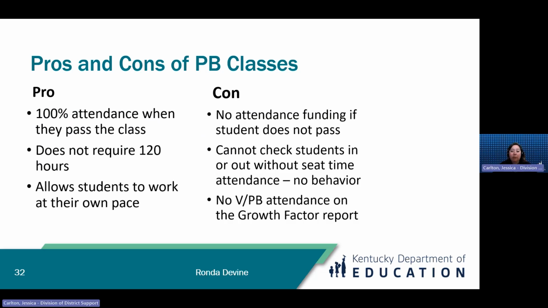Okay, there's some pros and cons on performance-based classes. A pro is you get 100% of the attendance when the student passes. But on the other side of that, if the student doesn't pass, you get no funding. You do not have to hit that 120 Carnegie hours in the schedule, they're doing some work on their own, and it allows the student to work at their own pace. The no check-in, check-out, and the no behavior is something to keep in mind. And also that performance-based attendance is not going to be calculated into that growth factor report.